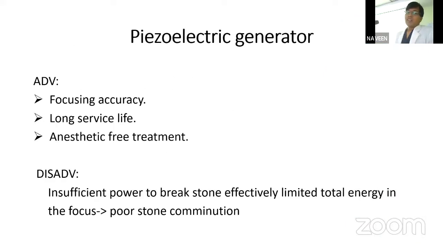So the advantage of this generator is very good focusing accuracy and a long service life, and they don't need any anesthesia. But the disadvantage of this generator is they produce very weak power, so it leads to a very poor stone-free rate or stone fragmentation.